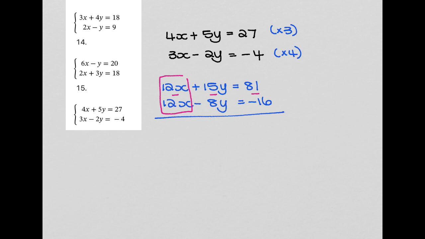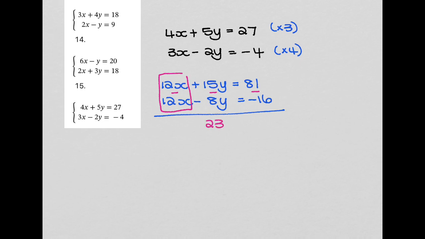Be very careful. We've done this one similar to this before. I'm going to be doing 15, take away -8. So it actually becomes 15 add 8. So that gives me 23y. And in the same way, over here, I've got 81, take away -16. So it's actually 81, add 16, and that's going to give me 97. So to get y, I'm going to say 97 divided by 23. That's going to give me 4.2. And I'm now going to put that back into the top.